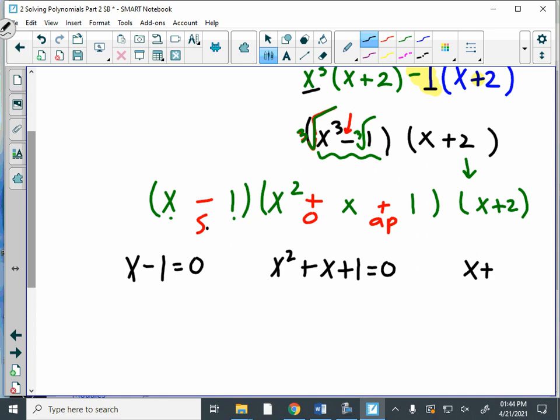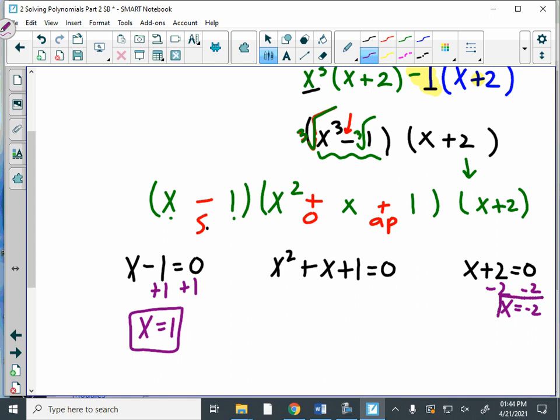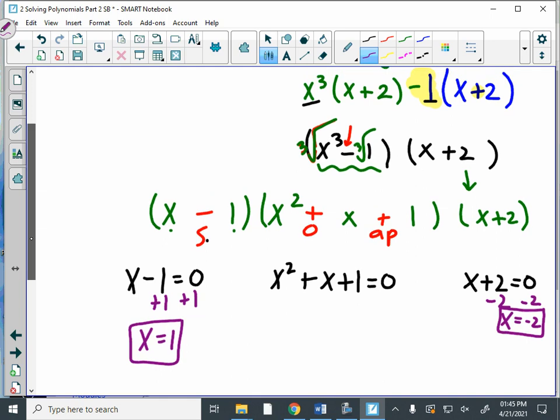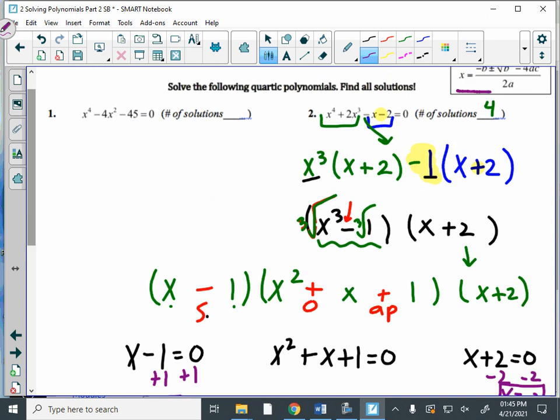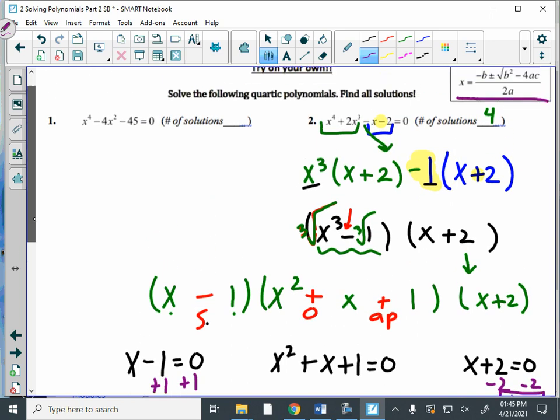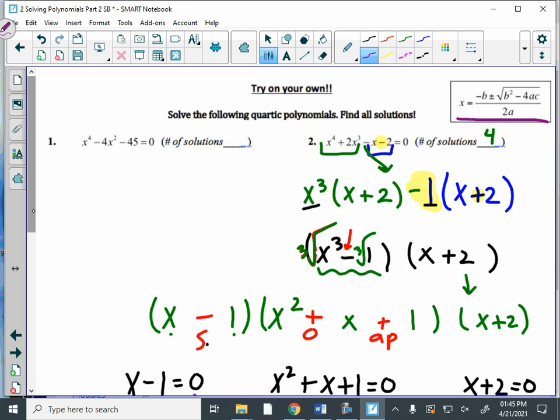I'm going to solve the 2 binomials first because those seem pretty simple. Add the 1 over, x is equal to 1. Move the 2 over, x is equal to negative 2. And then we always have to solve that big parenthesis using the quadratic formula. And it's written up here for us, so I don't have to rewrite it. So looking at that quadratic formula, I'm going to fill it out.